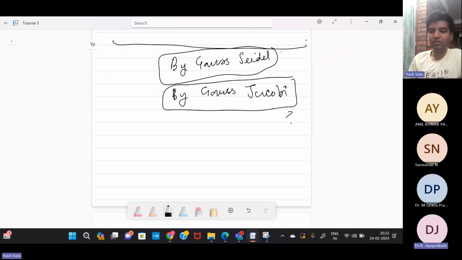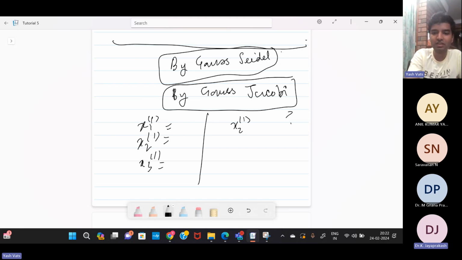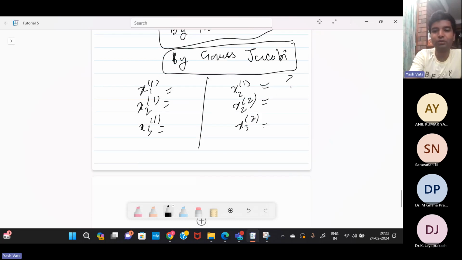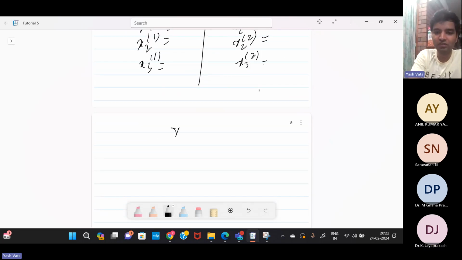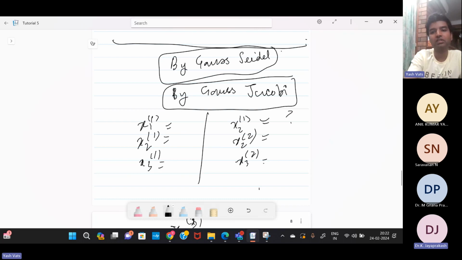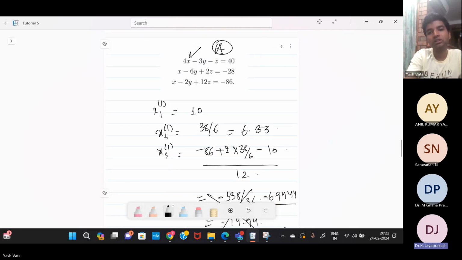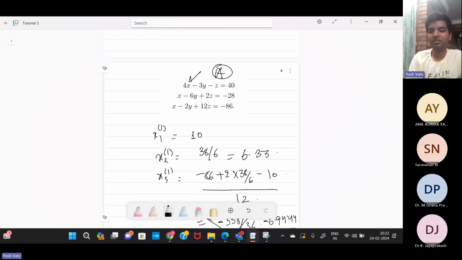Okay, so by Gauss-Jacobi, you just need to find out these values again: X11, X21, X31. Tell me these things: X21, X32. I just want to compare both the methods actually, so I just want to show you. Okay, so X13, X23, and X33. Yeah, find out. This is the equation. Take 5 minutes.